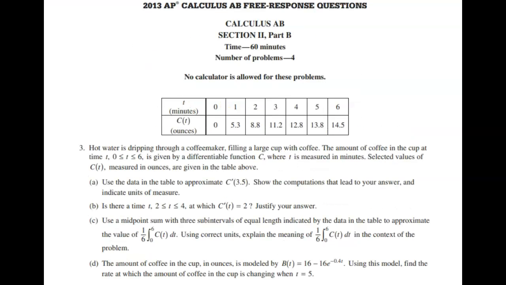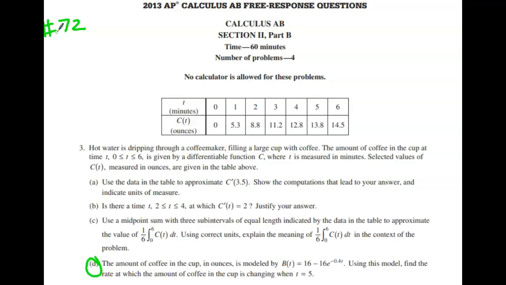All right, guys, so number 3 on page, and look up what page that is. It should be on page 72 in your book. We are going to be doing letter D. Okay, so let's read the problem. Hot water is dripping through a coffee maker, filling a large cup with coffee. The amount of coffee in the cup at time t, from 0 to 6, is given by a differentiable function c, where t is measured in minutes. Selected values of c of t, measured in ounces, are given in the table above.